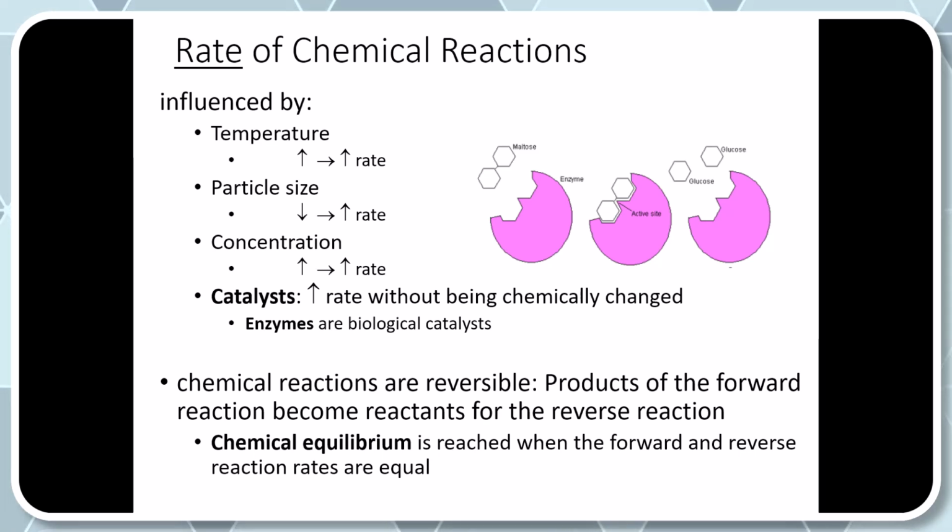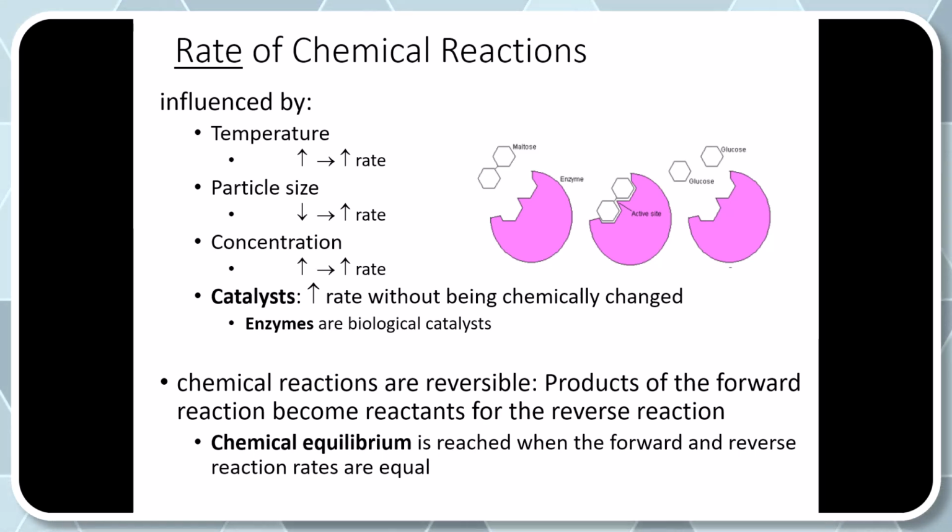So if we increase the temperature of a reaction, that increases the rate of the reaction, because the particles are moving around faster, and if the particles are moving around faster, they are more likely to bump into each other. If we decrease the particle size of our reactants, that's going to increase the rate of the reaction. If we decrease the particle size, the particles themselves are going to be moving faster, and that increases the rate. If we increase the concentration, that's like the number of particles per unit area, so like the amount of stuff. If we have more particles in a particular area, they're more likely to bump into each other. So again, that's going to increase the rate of the reaction.